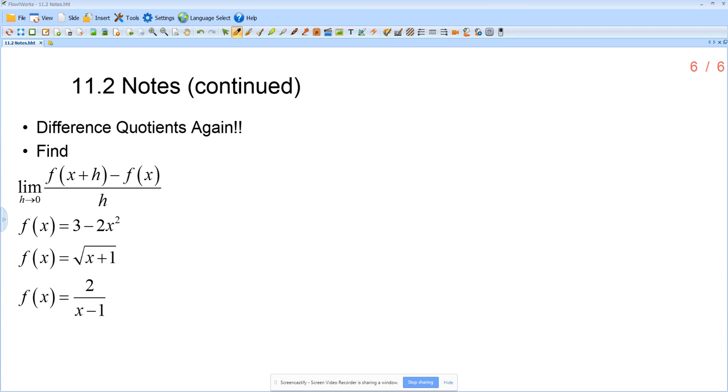Okay, all we have left now is this difference quotient. So welcome if you just joined us because you skipped all the way ahead. Very exciting, difference quotient. The difference quotient formula: the limit as h goes to 0 of f of x plus h minus f of x over h.